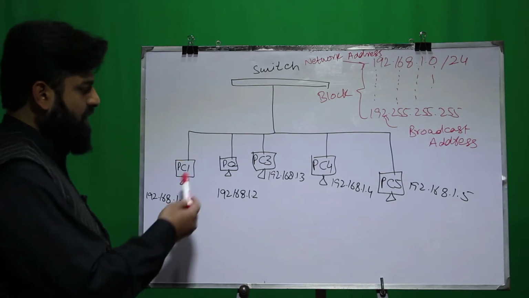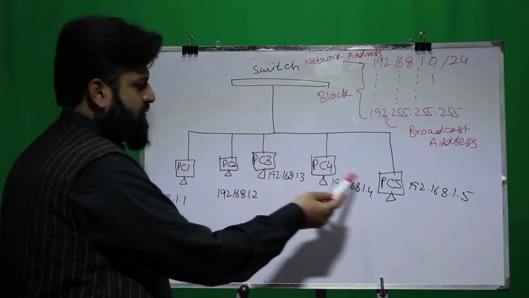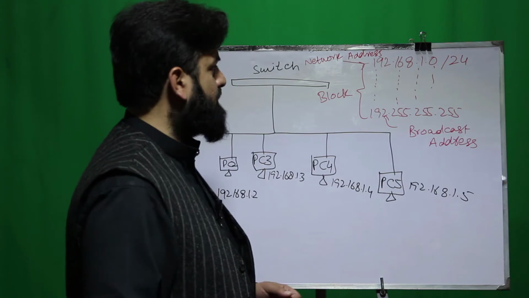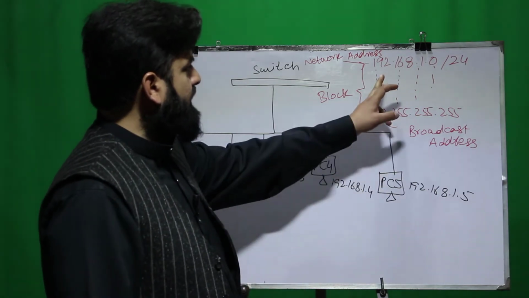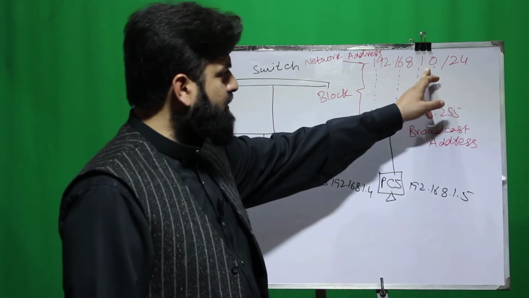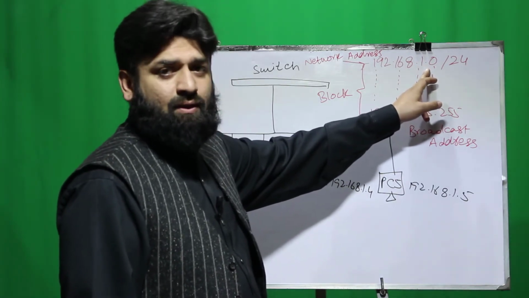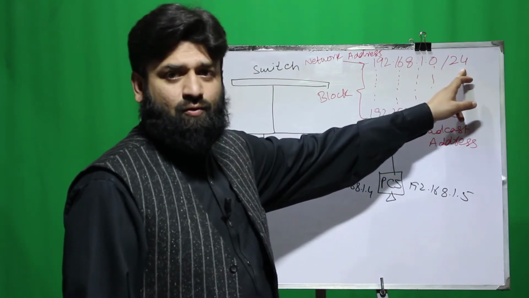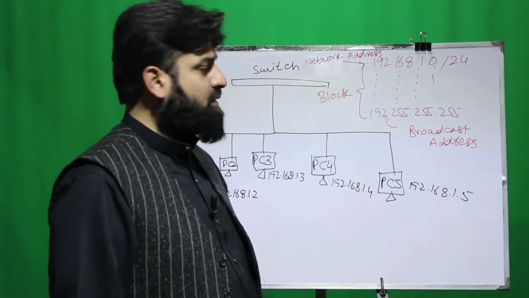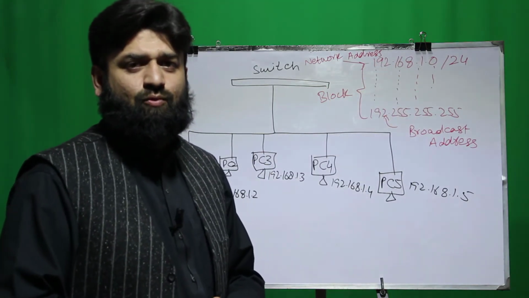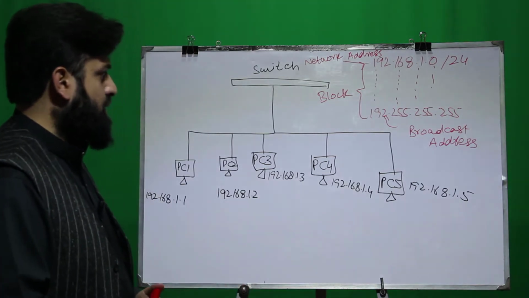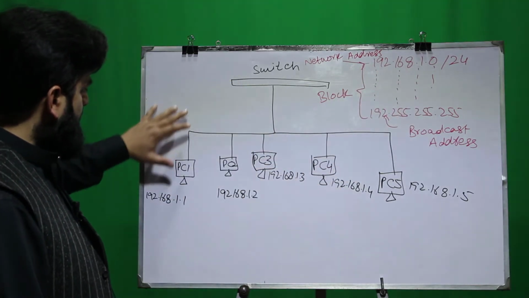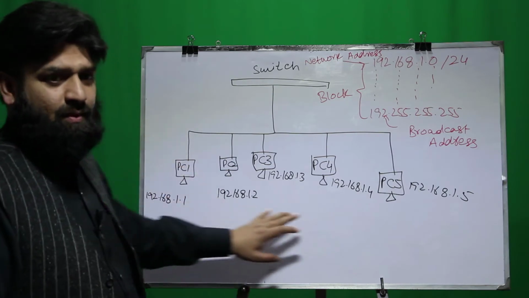We have 5 PCs: PC1, PC2, PC3, PC4 and PC5. Let's take an address of a class C network. The address is 192.168.1.0. As we know, a class C network has a subnet mask of 24, which means the first 3 octets of the class C address will be the network address. The network address refers to this network. This is a small local area network.